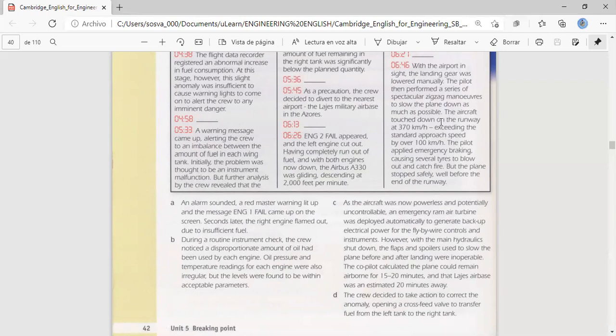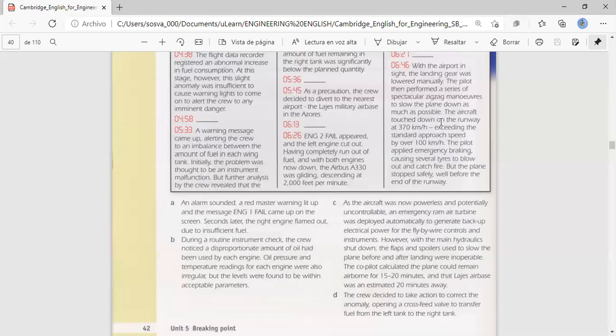Now, the problem was that they were without fuel, without power, and the nearest airport was 20 minutes away. And the copilot calculated that they could remain gliding or floating for 15 to 20 minutes. So they almost reached the airport.